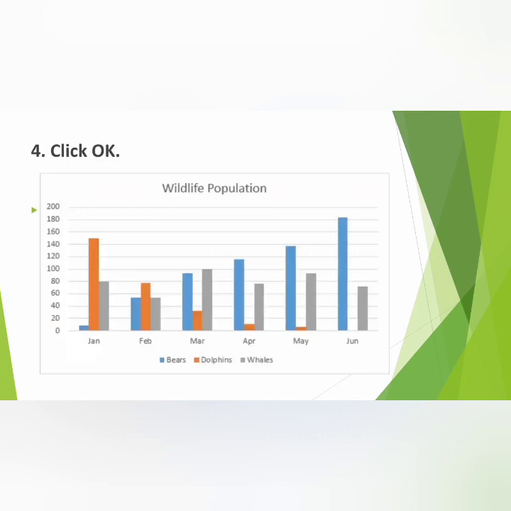And on the top, as I told you earlier, we are able to change the chart title. So here we have changed it to Wildlife Population. Here the blue bar shows bears, the orange bar shows dolphins, and the gray bar shows whales.